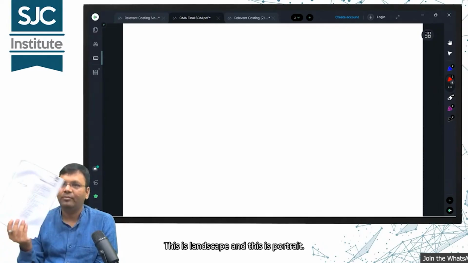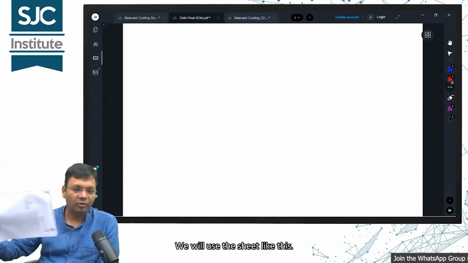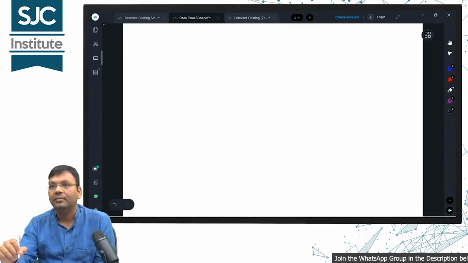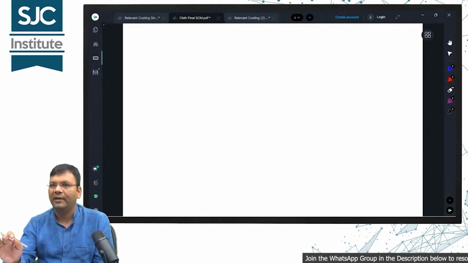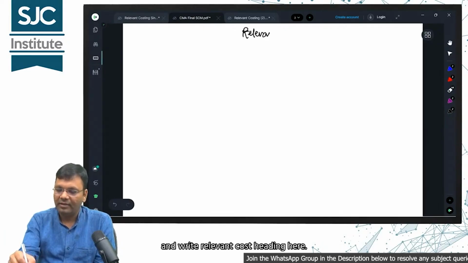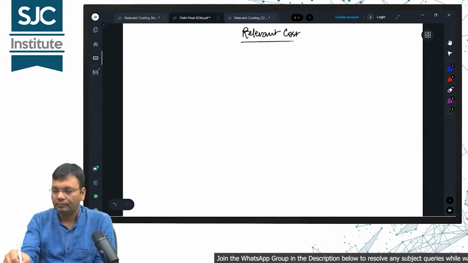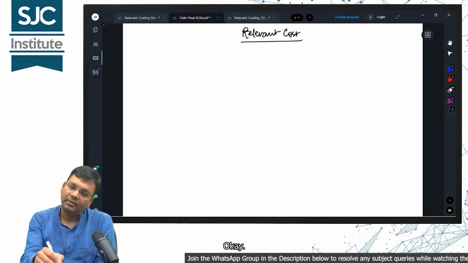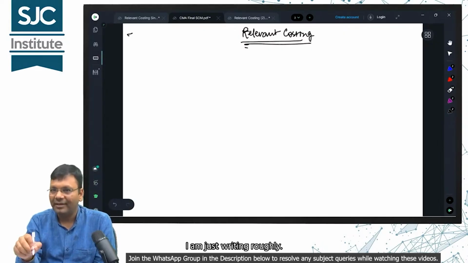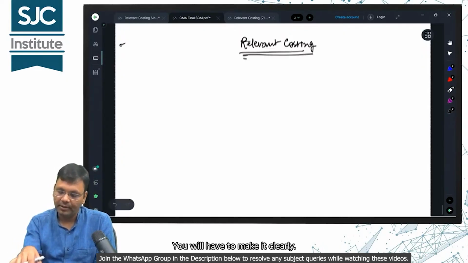This is landscape and this is portrait. We will use the sheet like this. So you will create a nice clear chart as a task, even if you need to look while making it. So assume it is a page and write relevant cost heading here. Okay, give this heading. I am just writing roughly. You will have to make it clearly.